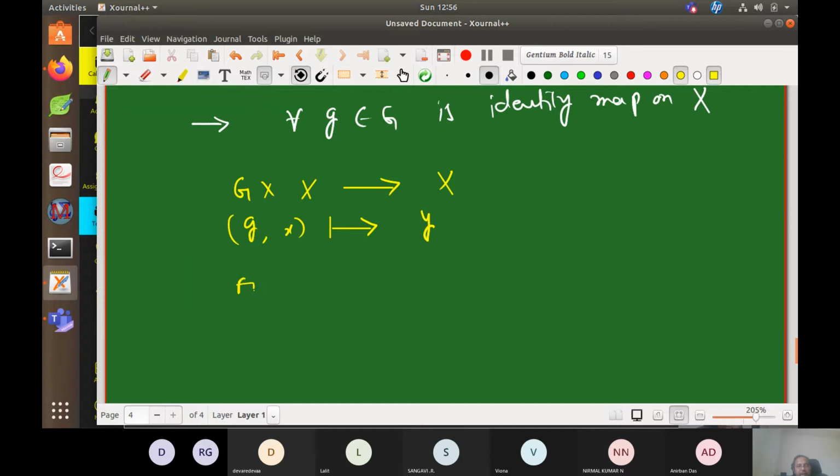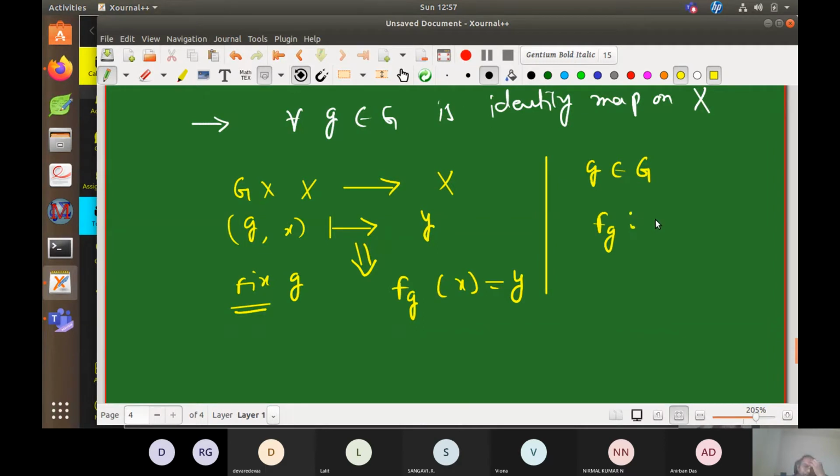But now once I fix g, then I can think of this F_g. Now F_g of x equals y. This particular thing I can write like this. That means once I fix g belonging to G, F_g is a map from where to where? X to X. Yeah, so it is a map from X to X, right? So first of all, it is clear that it is a function from X to X.